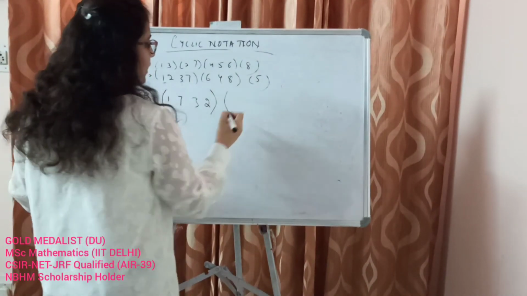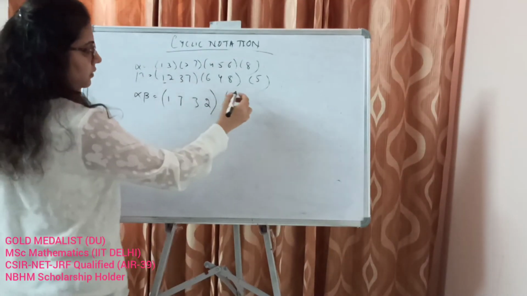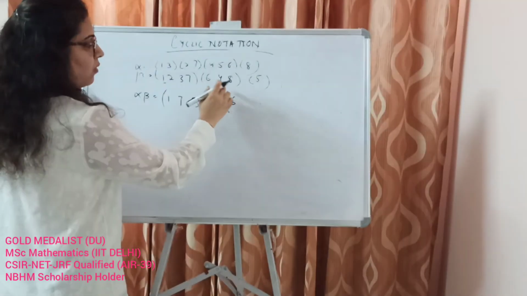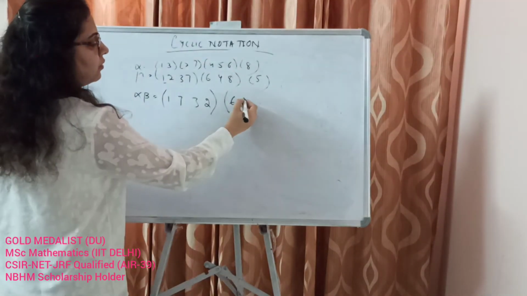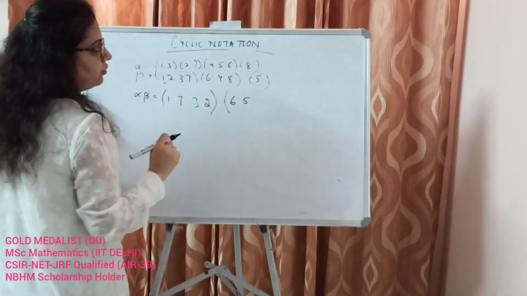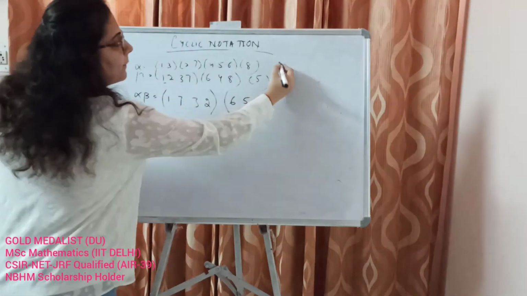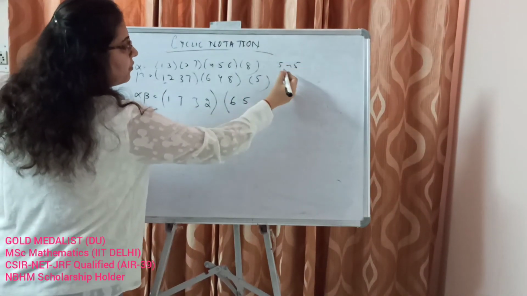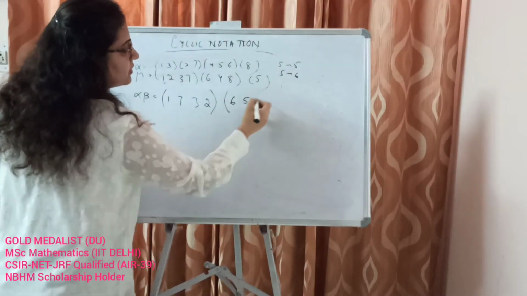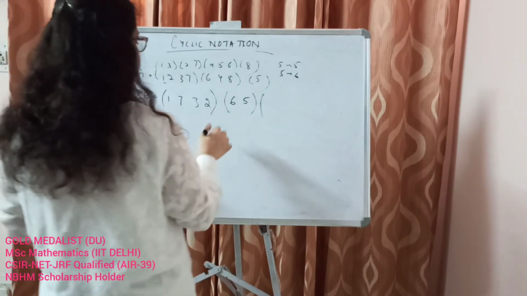And the next element is 6. 6 goes to 4 and 4 goes to 5, right? 5 goes to 5. In the first cycle 5 goes to 5, 5 is fixed, and then in the second cycle 5 goes to 6, and we stop the cycle here. And then we have 4.